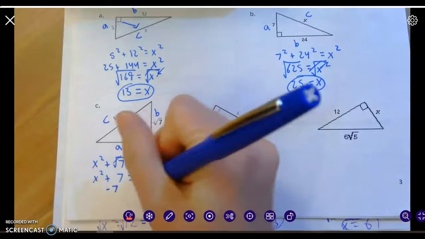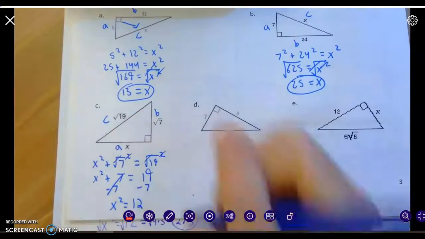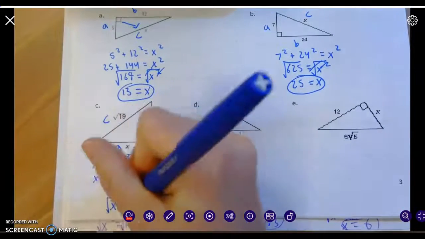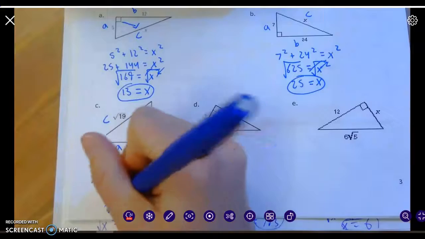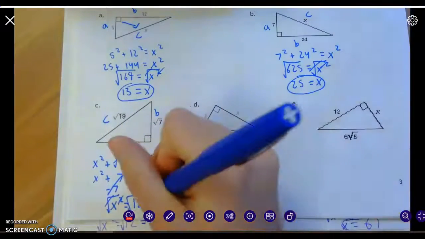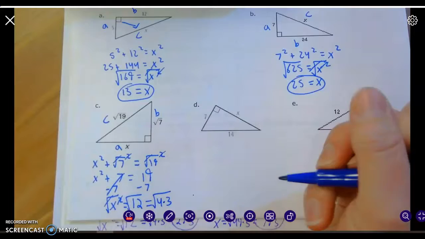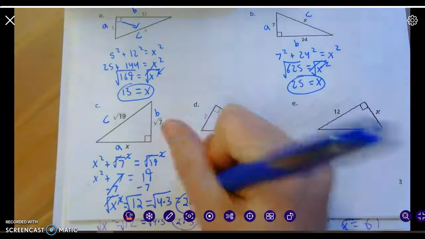And then you're going to subtract 7 from both sides. So x squared equals 12. And then you take the square root of both sides. And then simplify the square root of 12, which is going to be the square root of 4 times 3, which is equal to 2 square root of 3.